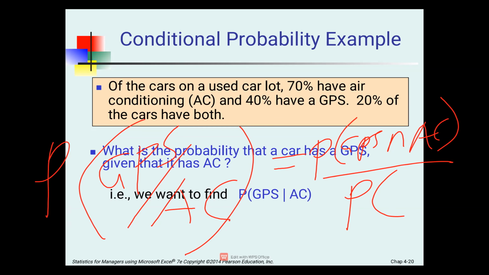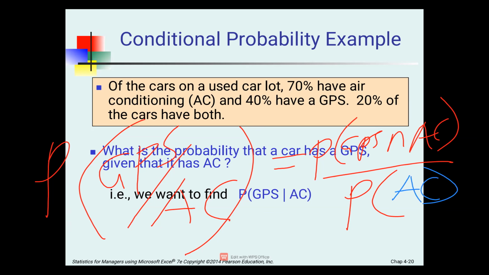Okay, so we'll get it now. This one is always your denominator. The condition that you are given is always the denominator. That is what I've said about the condition. So it is over the probability of AC. We got it? Okay, I have it.